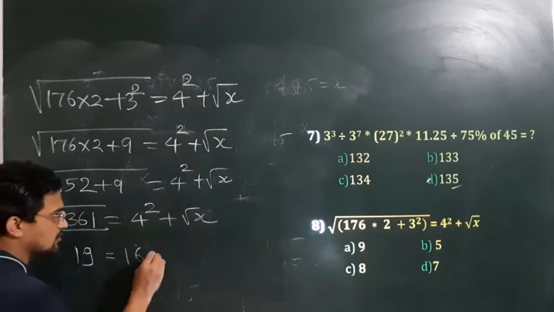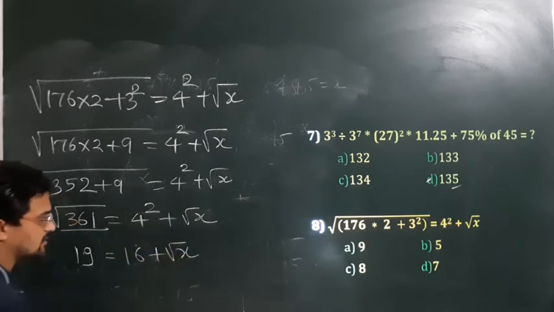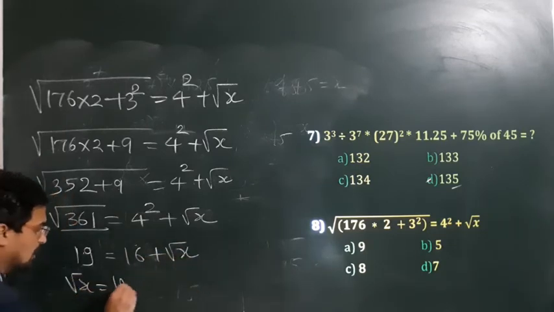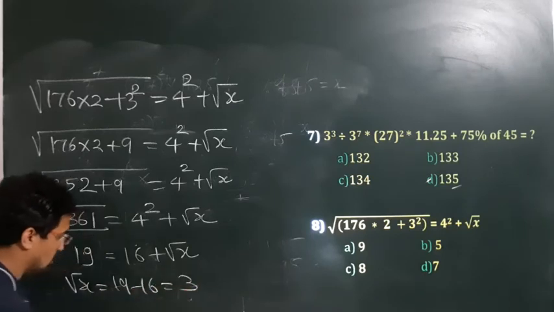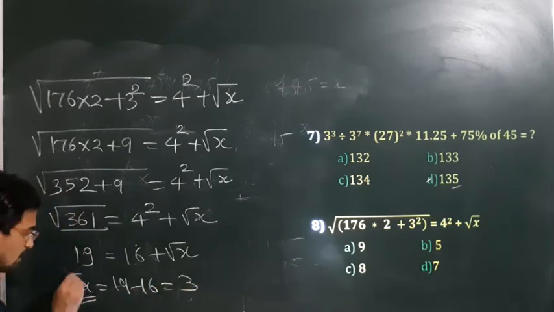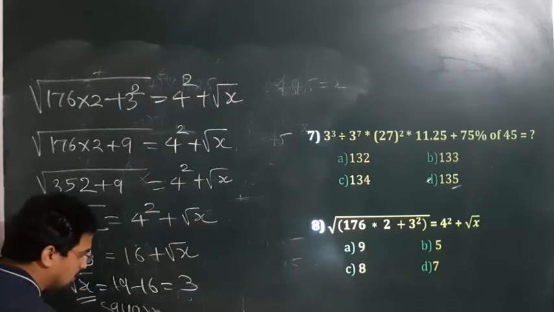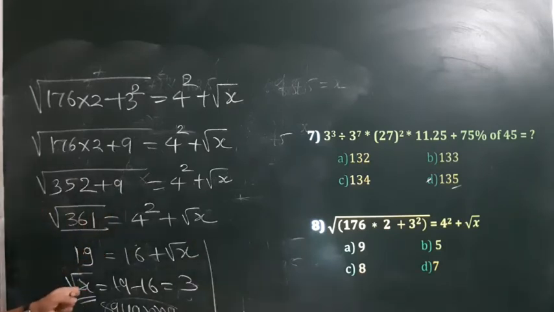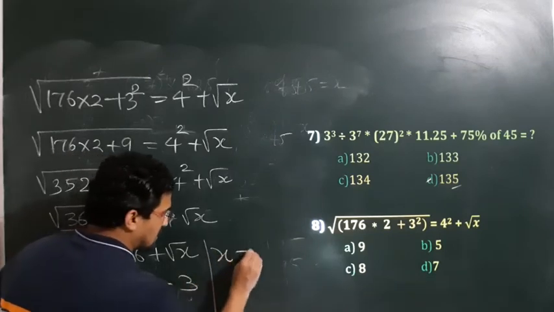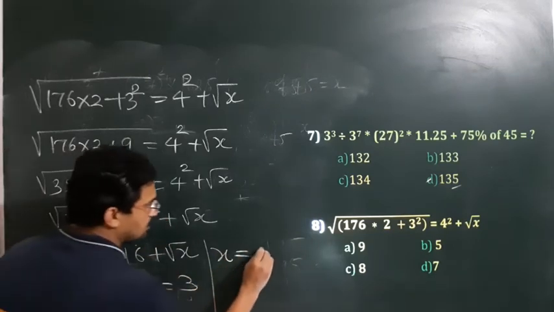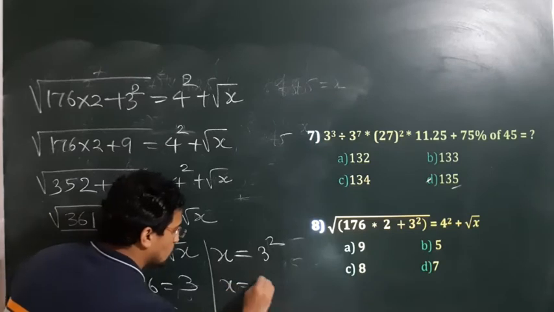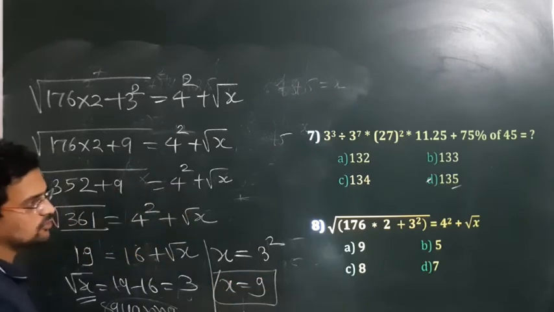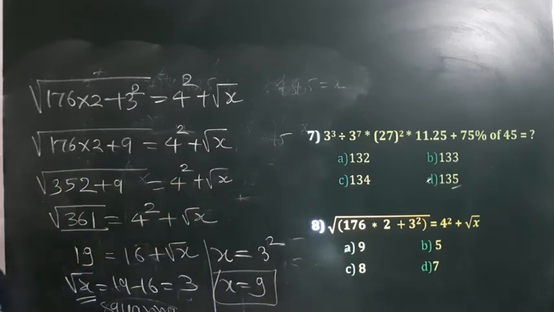So 19 is equal to 4 square, 16, plus root x. So root x is equal to what? 19 minus 16 is equal to 3. But we need x, not root x, so we square both sides. If any number is under root and you square it, it will remain as it is, and this 3 will be squared again. That means 3 square, so x is equal to 9. So the answer is A.